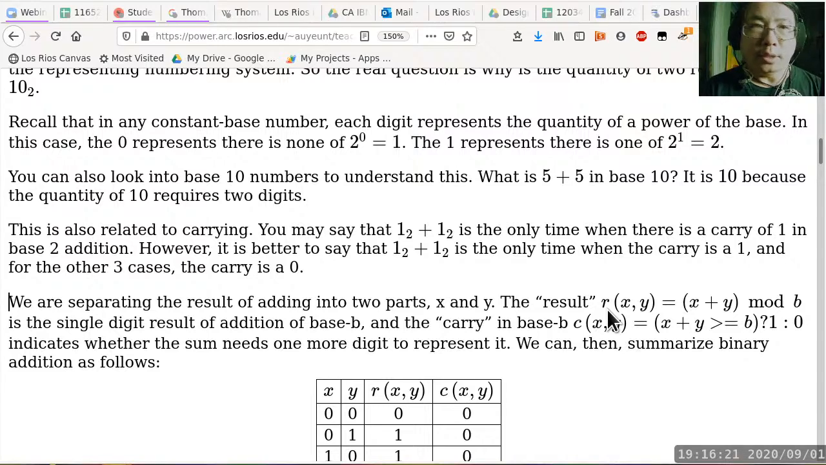All right, so if there are no questions, we are moving on to the concept of a carry, also in base B. So the carry of adding x and y is looking at the actual sum of x and y. If that is greater than or equal to b, which is the base that we are dealing with, then we have a carry of 1. Otherwise, we have a carry of 0.